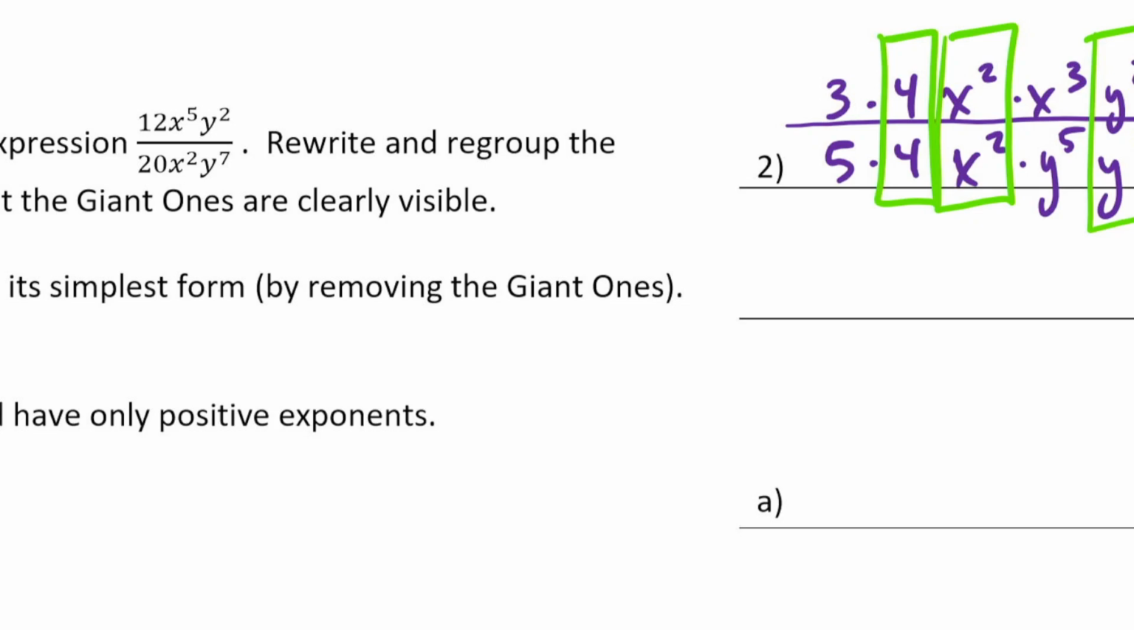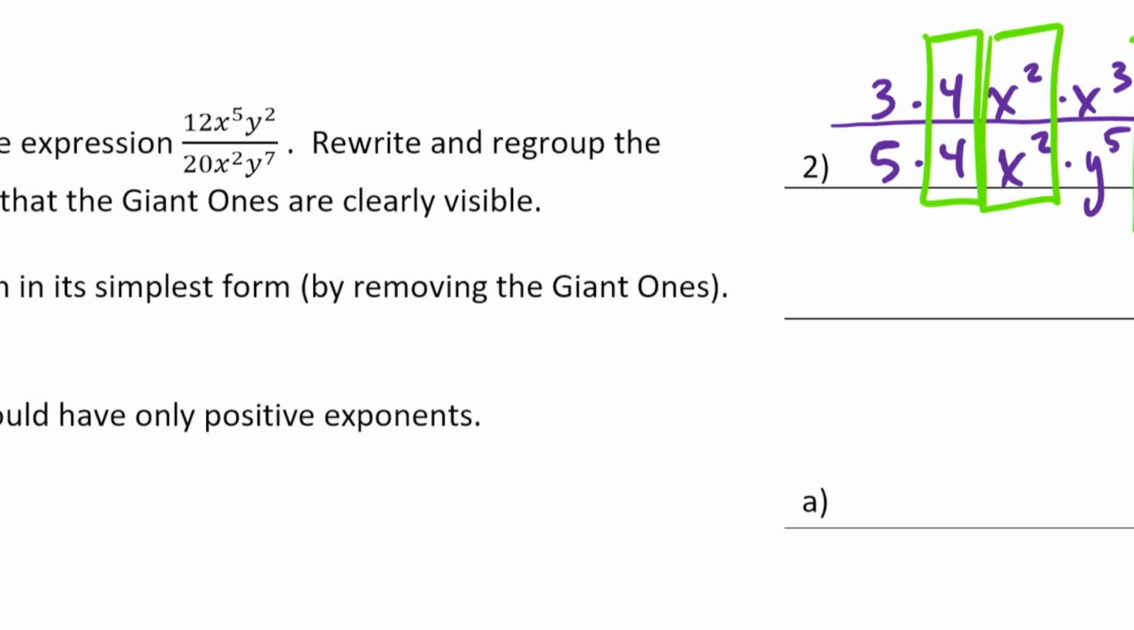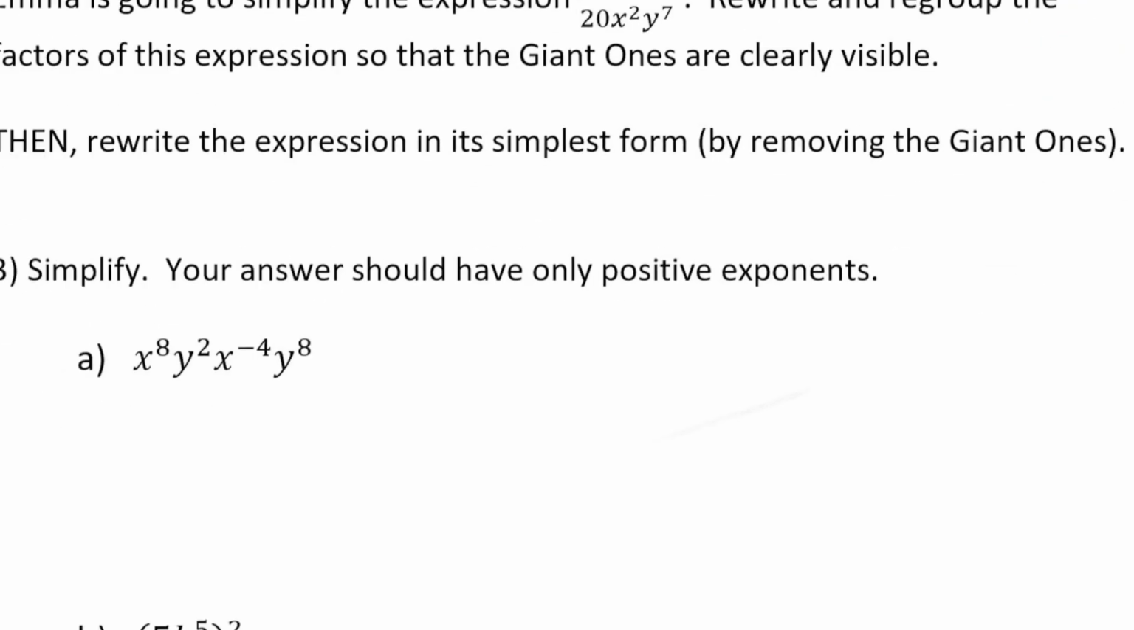Now, my answer, once I remove those 1s, in the numerator, I've got 3x to the third power. And in the denominator, there's a 5, and there's also a y to the fifth. So that would be my final answer there. We're going to look at 3x to the third over 5y to the fifth power.